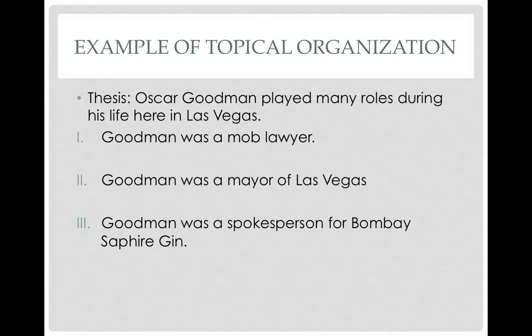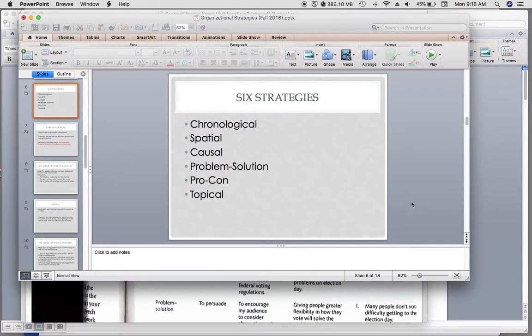The speech could have been, let's say, Oscar Goodman's childhood, Oscar Goodman's major roles, and Oscar Goodman's fashion choices. Well, those three topics are really three different speeches and should probably be focused on one at a time in different speeches. And trying to do all three of those, they don't flow into each other. They don't make sense together. That's a bad use of topical organization.